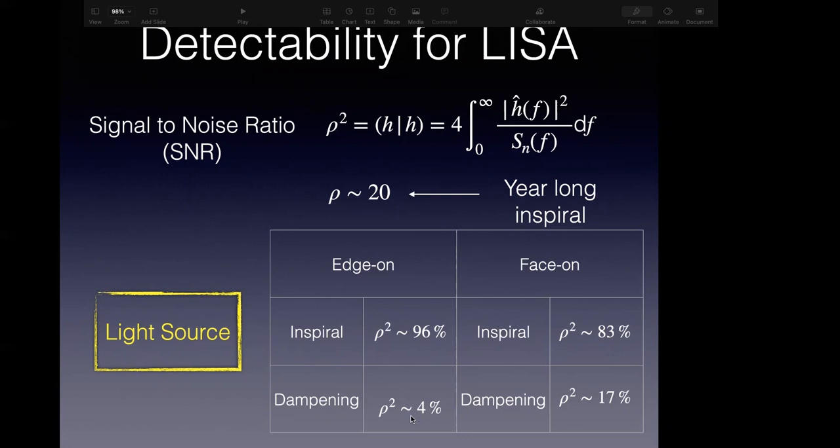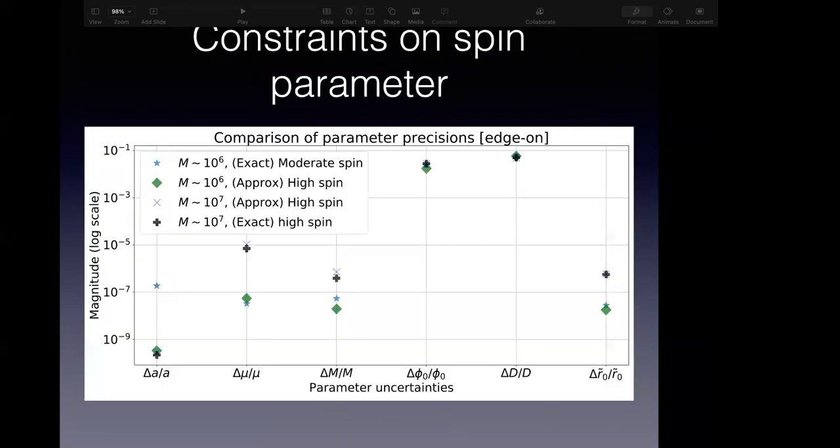So it's for this reason that the dampening feature doesn't contribute that much to the SNR, but this isn't too much of a problem, because what this says is that assuming that the in-spiral regime is resolved, then we will be able to actually dig the dampening feature out of the data stream itself. Okay, so now that this is all over and done with, I can present some of the results that we found.